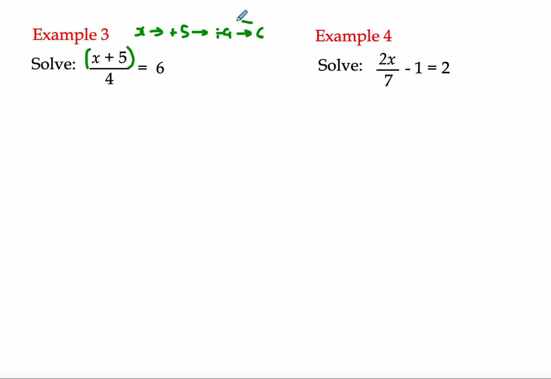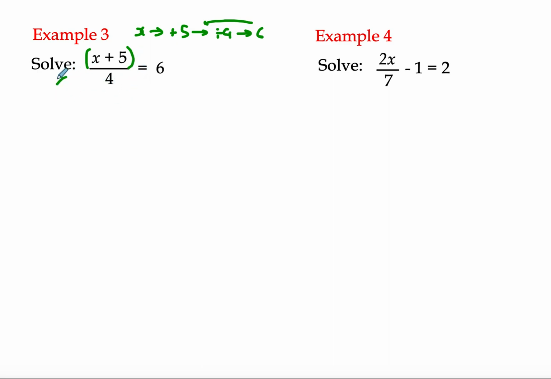So again, going back from 6, the first thing we have to deal with is the dividing by 4. So in order to solve this, we don't subtract 5, we don't deal with the plus 5 like we did last time. We have to deal with the divided by 4.